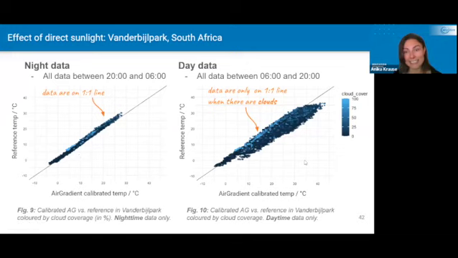If we look at the daytime data, we see that only in the daytime data, we have this kind of smearing of the points. So this larger width of the data points. And we can also see that if there are many clouds, then the points are still closer to the one-to-one line. So that means that these other points here are due to sunlight.